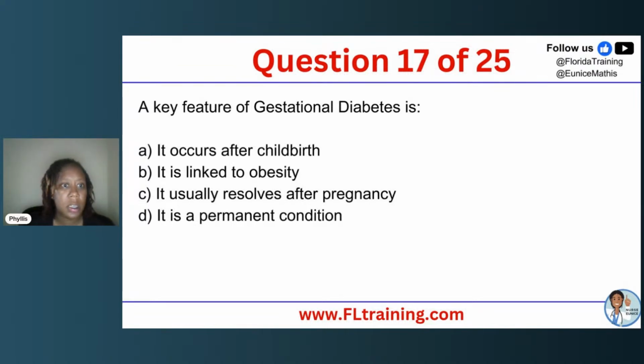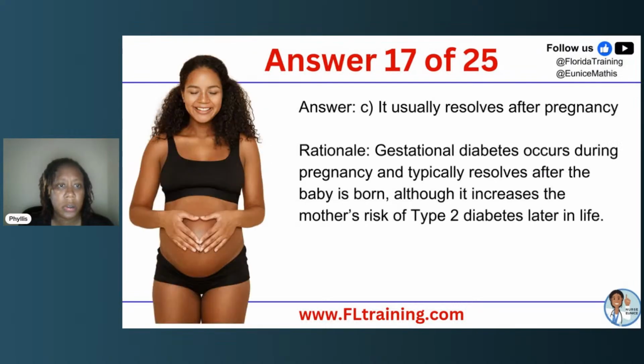All right, guys, drop those answers in the chat, and I'm going to go ahead and reveal the answer. If you chose C, you are absolutely correct. It usually resolves after pregnancy. Gestational diabetes occurs during pregnancy and typically resolves after the baby is born, although it increases the mother's risk of type 2 diabetes later in life.